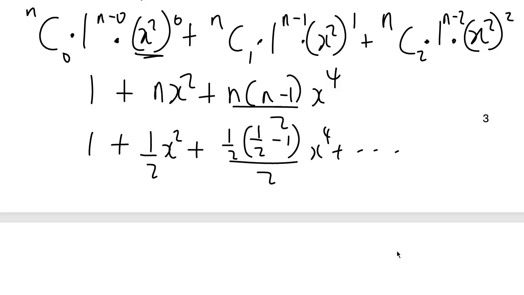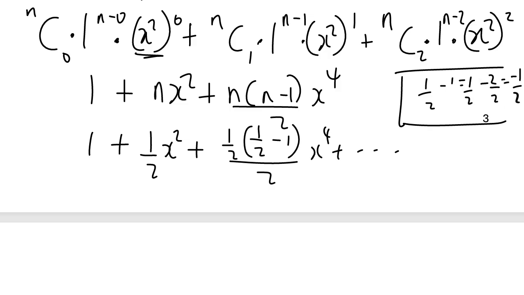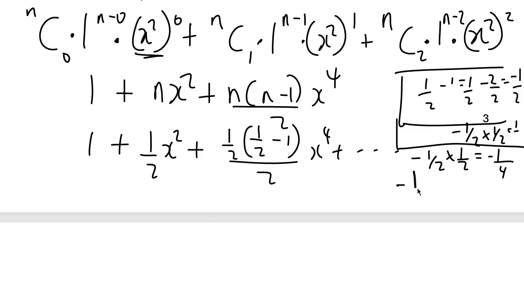What is half minus 1? Half minus 1 is half minus 2 over 2, which is negative half, right? And then negative half times this half. Negative half times this half is going to be negative. Let this thought be clear. Negative half times half, which is negative 1 over 4, and then all over 2. What's negative 1 over 4 divided by 2? Negative 1 over 4 divided by 2 will be equal to negative 1 over 4 times 1 over 2, which is what? Negative 1 over 8.